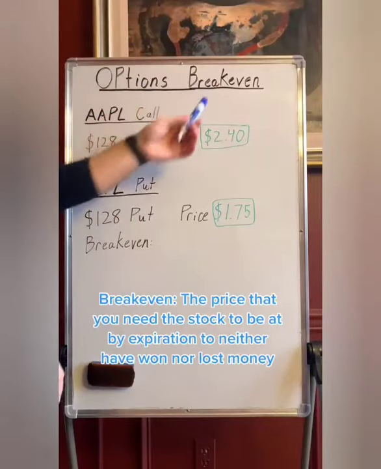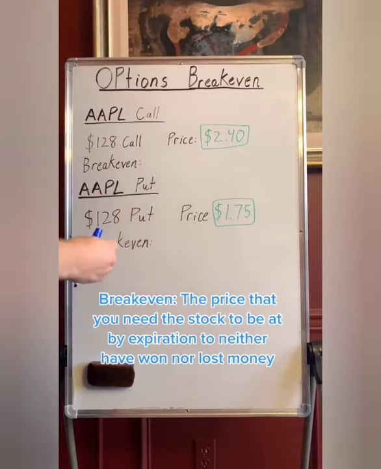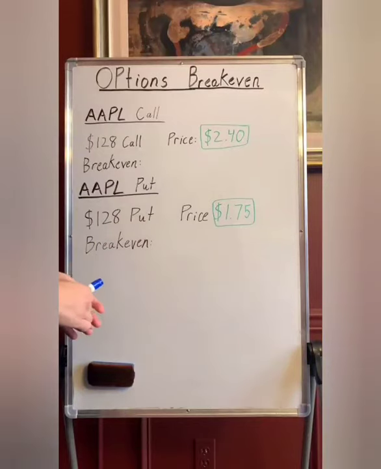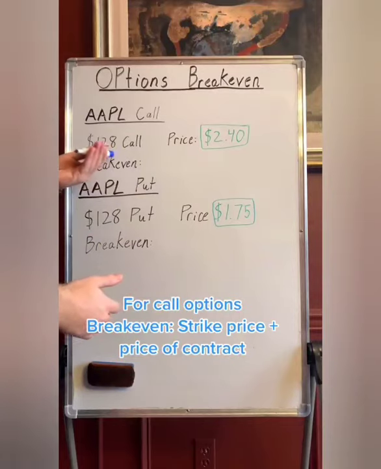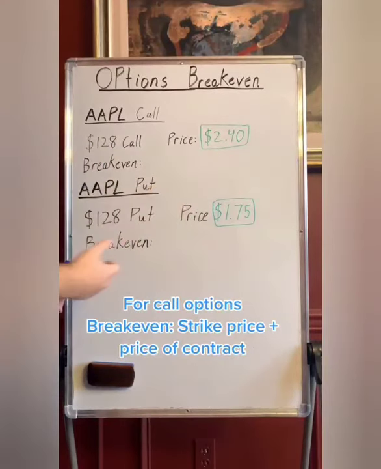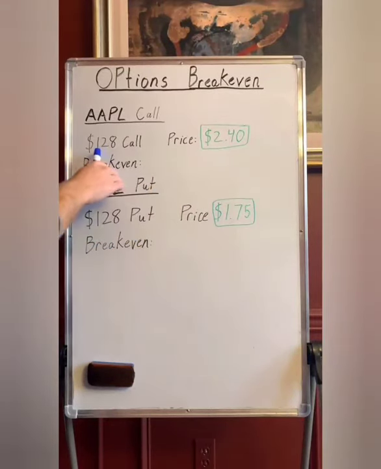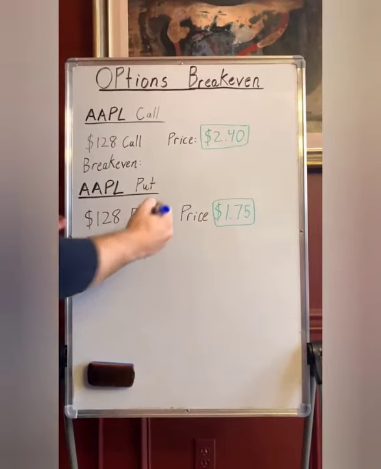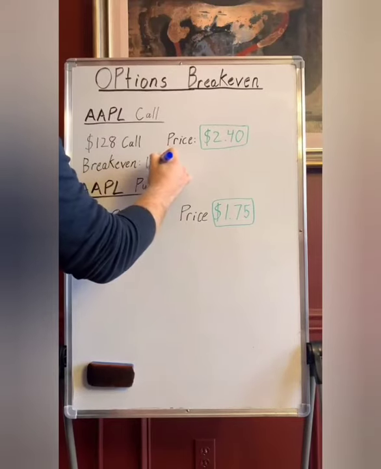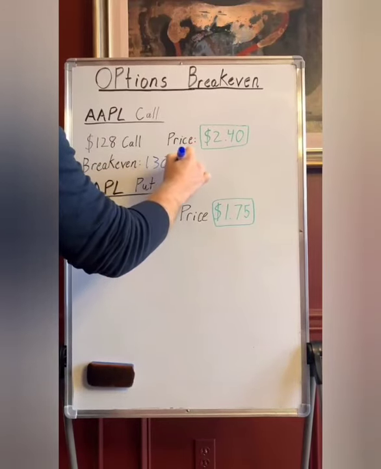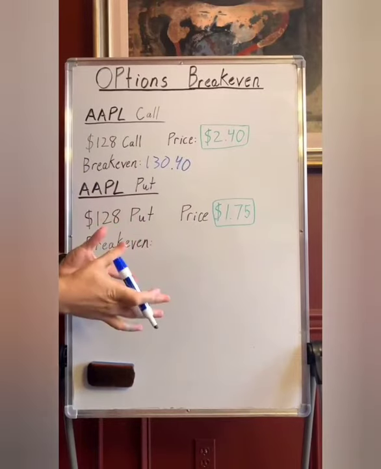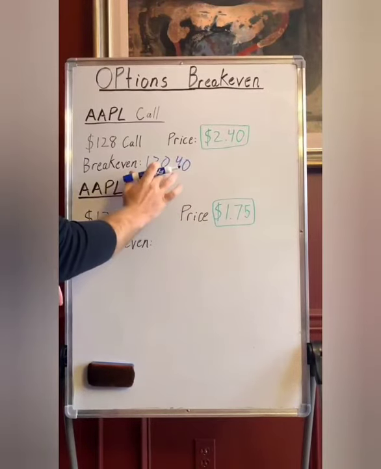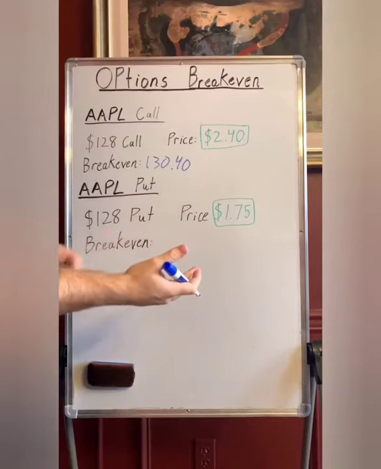Options trading, lesson number 14. An options break even is the price that you need the stock to be at by expiration to neither have won nor lost money. Whenever you're looking at call options, the way to get the break even is by adding the strike price plus the price of the contract. So in this Apple example, the strike price is $128, the price of the contract is $2.40. So you add that together to get a break even of $130.40, meaning that by expiration, if the price of Apple is $130.40, you would neither have won nor lost money.